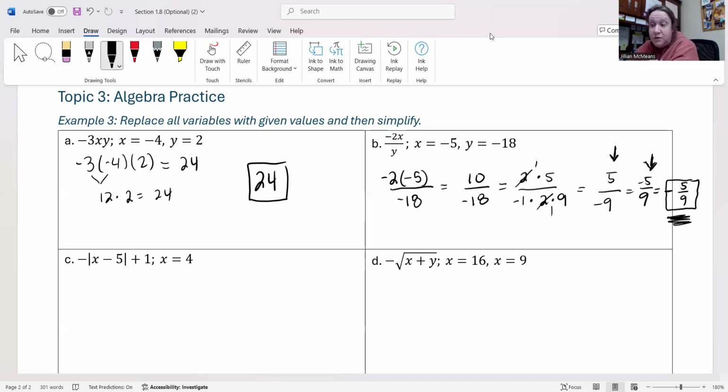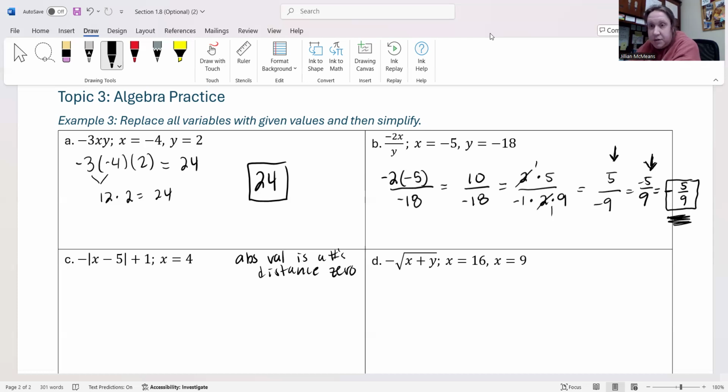Next up, we have absolute value. So remember, absolute value is a number's distance from 0. And because we're dealing with distance, distance is always positive. You can have distance to the left or to the right. It's still going to be a positive distance.